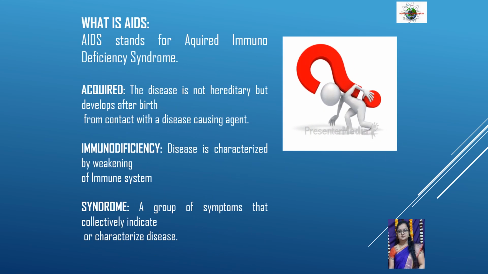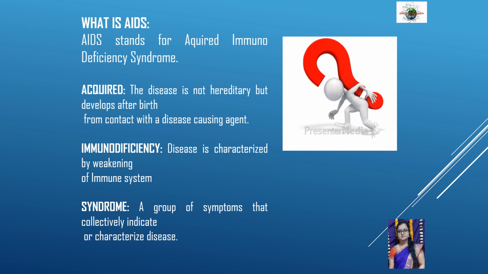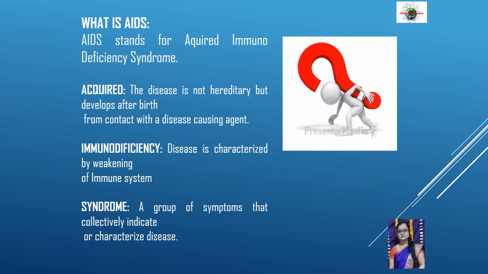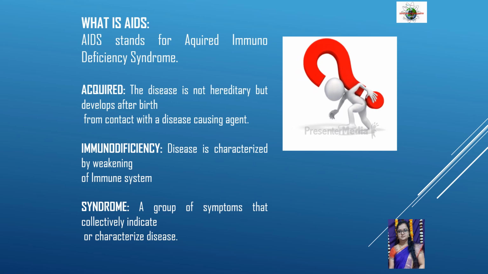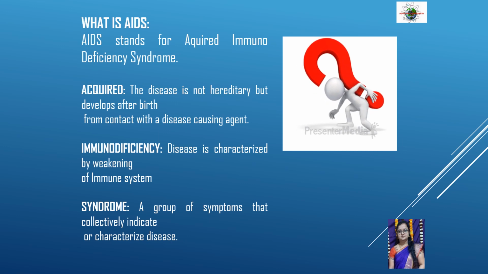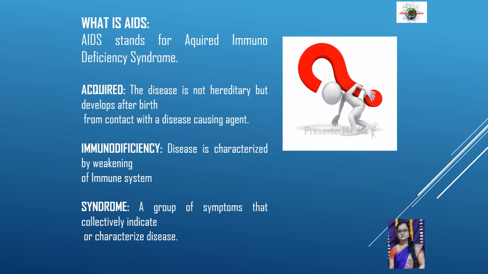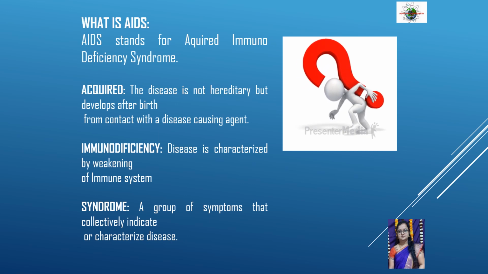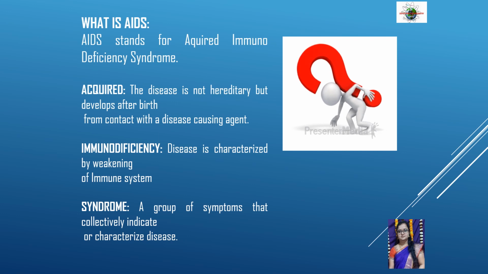What is AIDS? AIDS stands for Acquired Immunodeficiency Syndrome. Acquired: the disease is not hereditary but develops after birth from contact with the disease-causing agent. Immunodeficiency means the disease is characterized by weakening of the immune system, and syndrome means a group of symptoms that collectively indicate or characterize a disease.